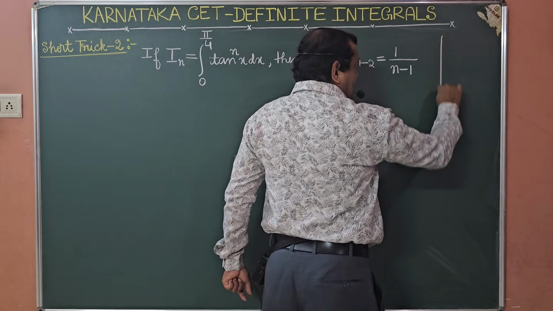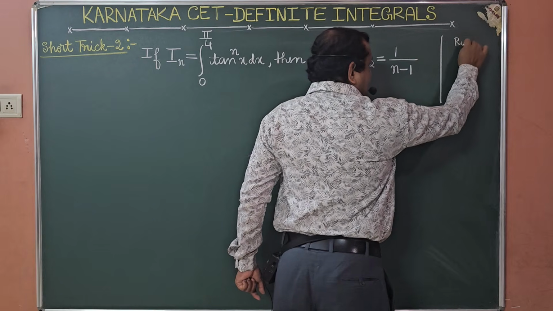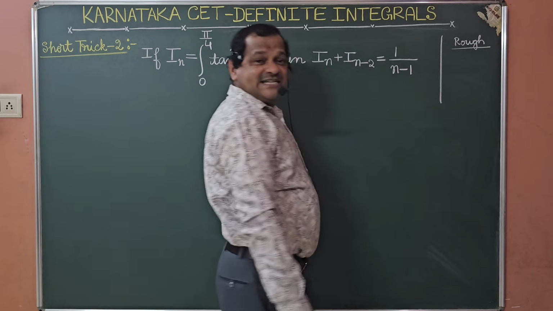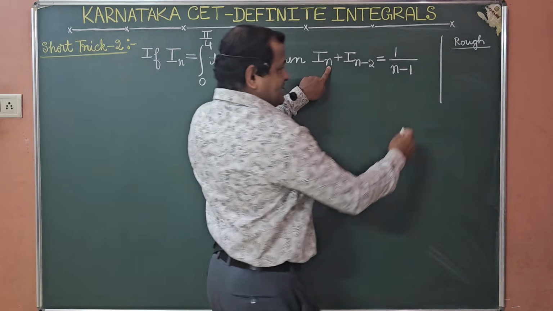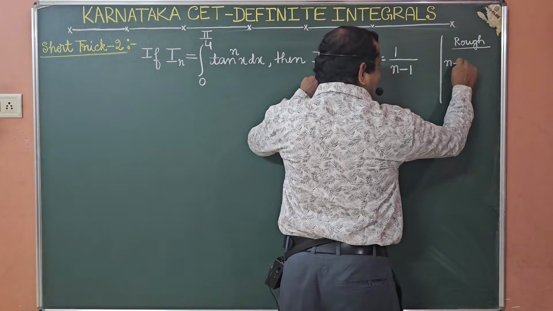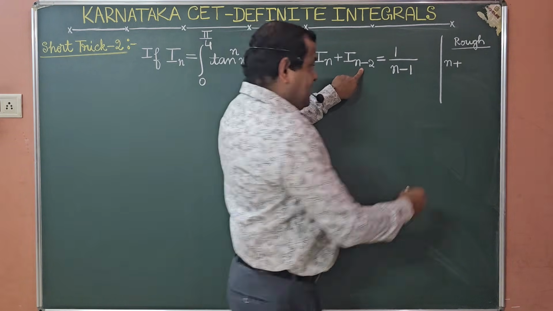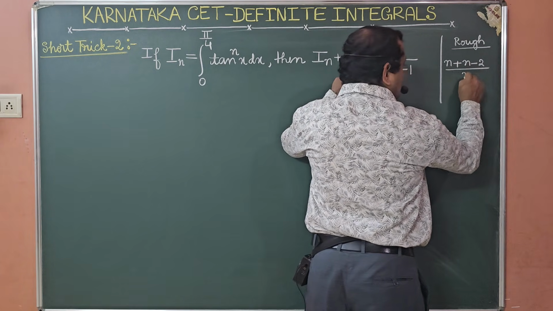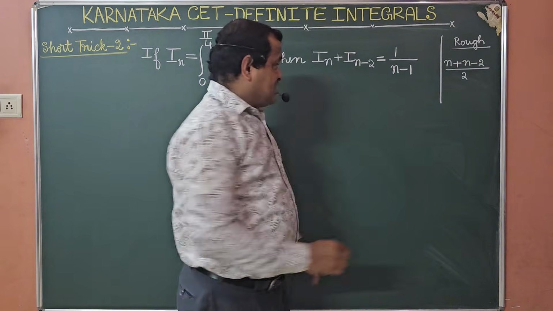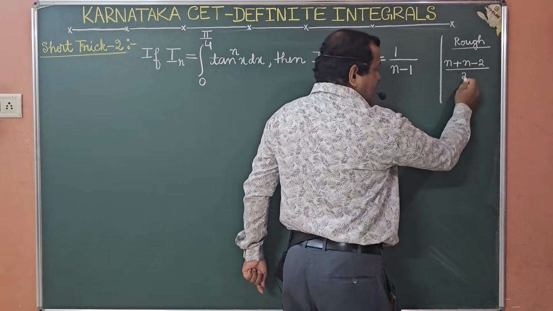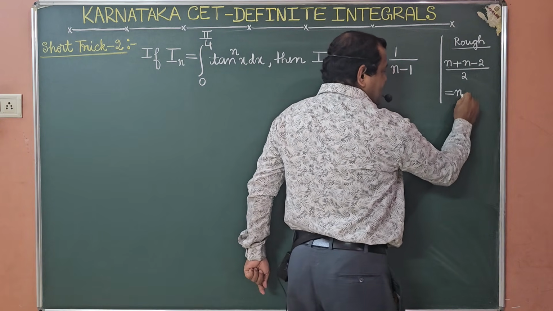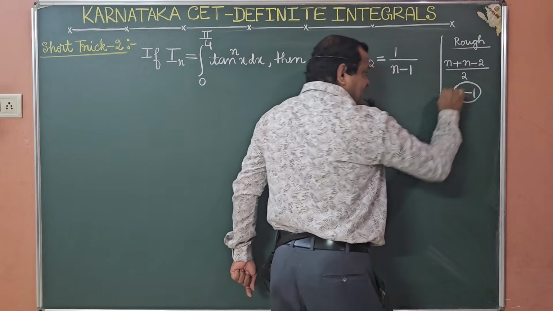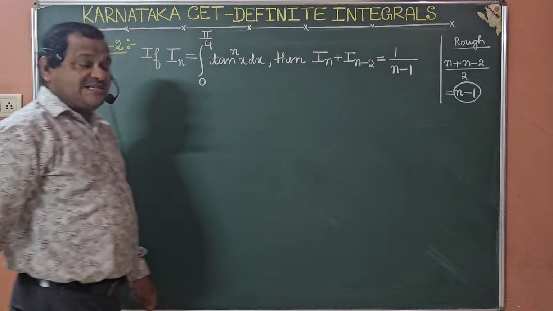By the way, I will show you how to remember this answer easily. In the rough work side, I write something. Look at this suffix n, add it to this suffix n minus 2 and divide by 2. That is, take the average. So n plus n, 2n by 2 is n, minus 2 by 2 is minus 1. So the reciprocal of this is our answer.